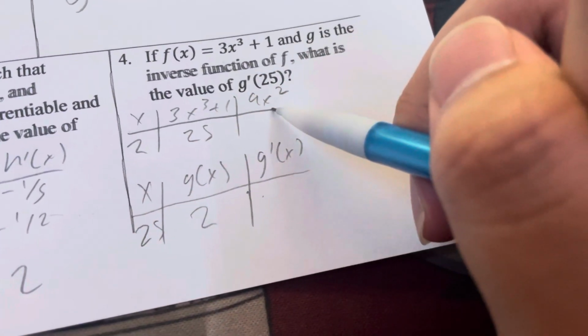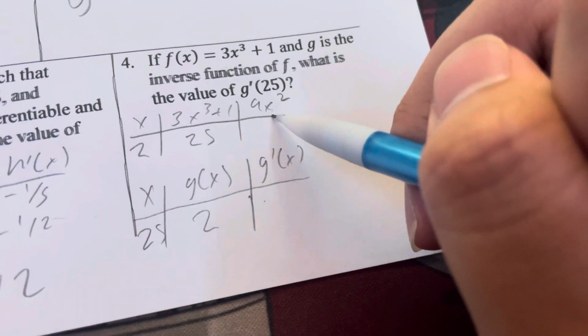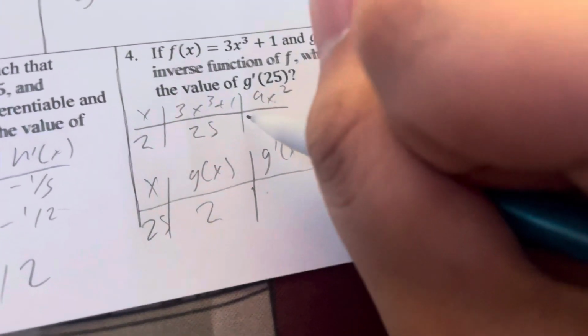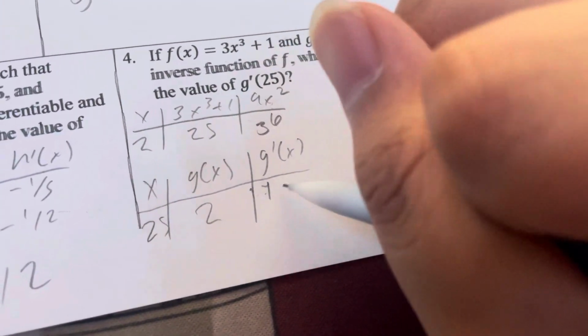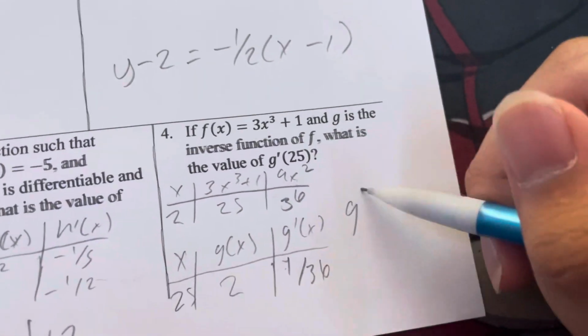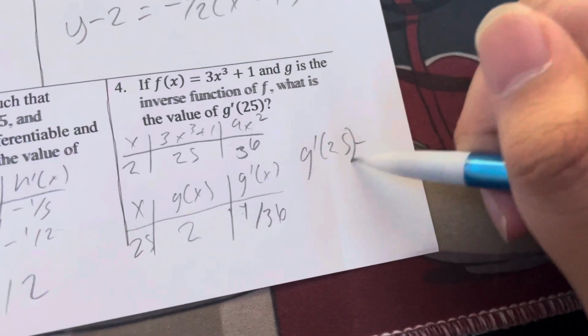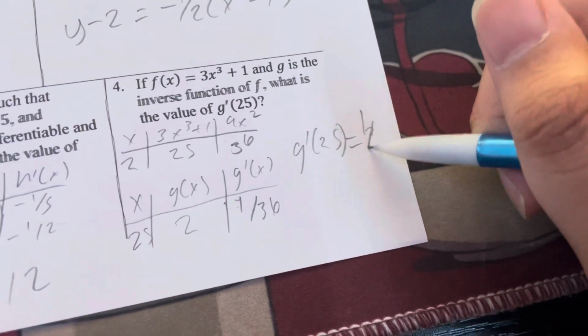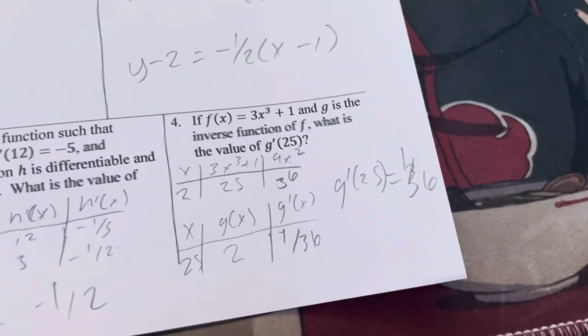And you plug 2 into the derivative function. So 2 squared is 4 times 9 is 36. And that means right here is 1 over 36. So g prime of 25 equals 1 over 36. Very easy.